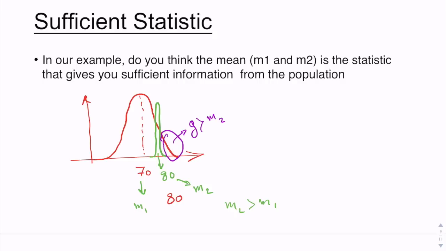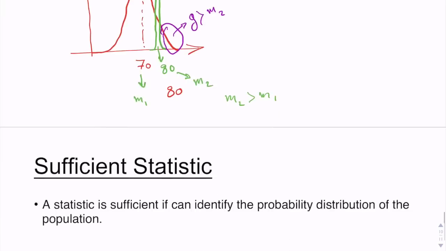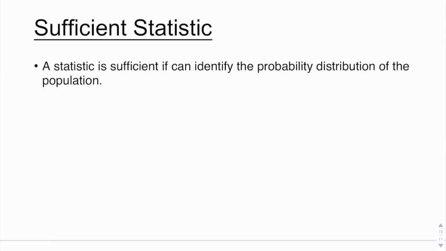That is particularly important later on in this course, because when we are talking about machine learning algorithms, they come with some sort of uncertainty. Then we are studying a population for which we don't have a clear picture of the distribution. We want to know the sufficient statistics of this population. Formally, a statistic is sufficient if it can identify the probability distribution of that population.